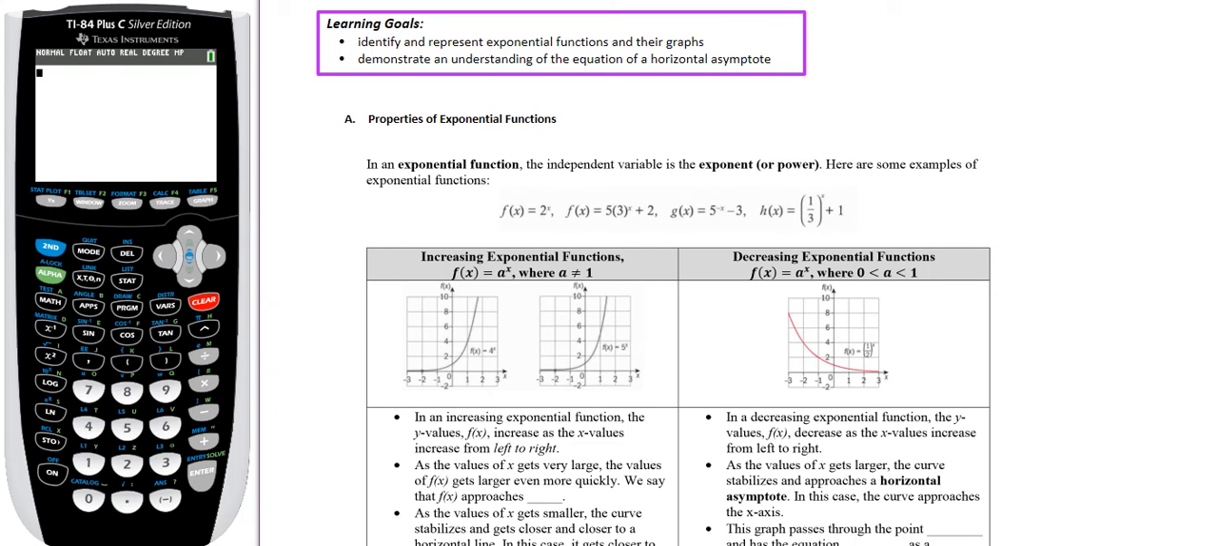Okay, welcome to Unit 3, Lesson 6. So thus far this unit we've explored functions and function notation, linear models, quadratic models, and now today we're going to move on to exponential functions.